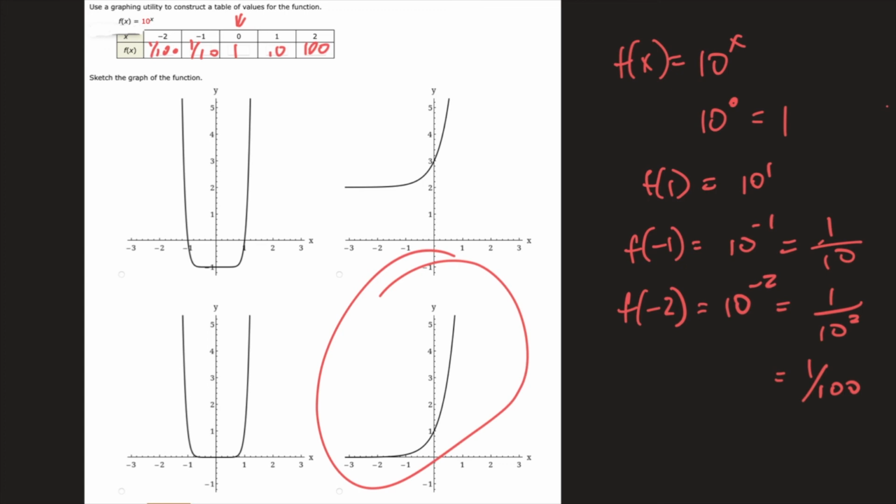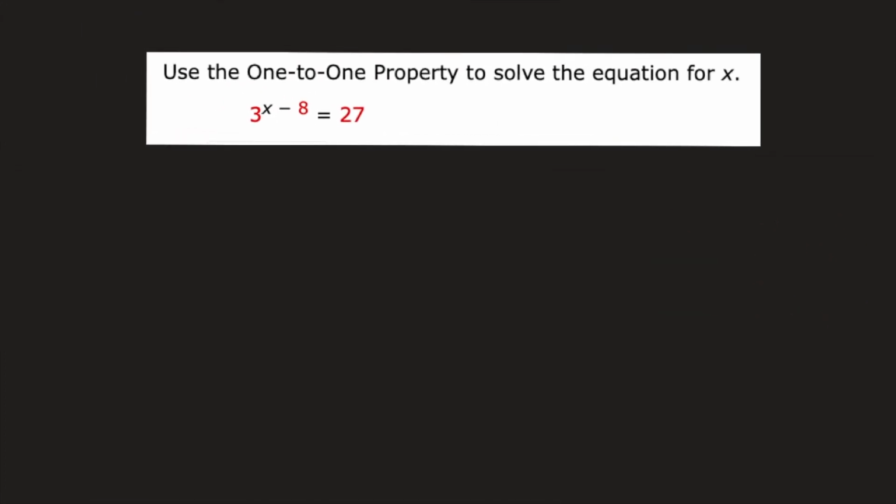is here. To use the one-to-one property when it comes to exponents, you have to make sure that the bases are exactly the same. So the left side we're going to leave alone. The right side, 27 can be written as 3 cubed. Now that the bases are the same, I can say that their exponents are equal. Therefore, x minus 8 is equal to 3, add 8, x is equal to 11.